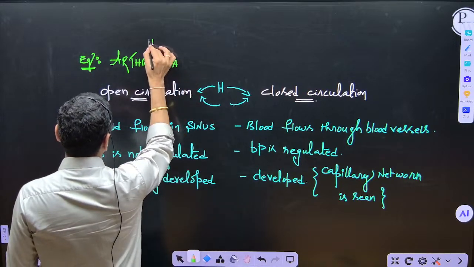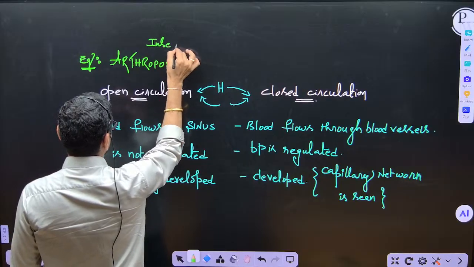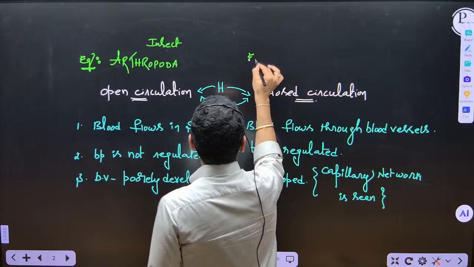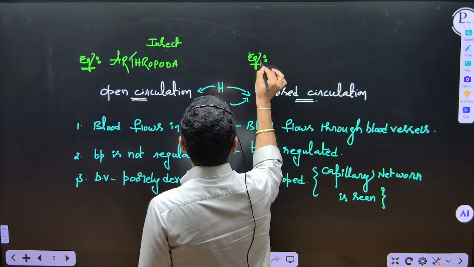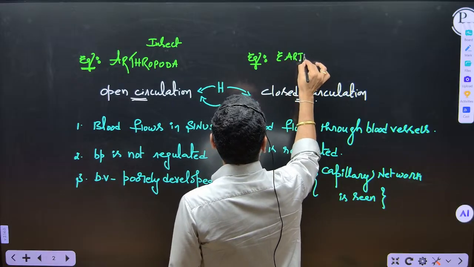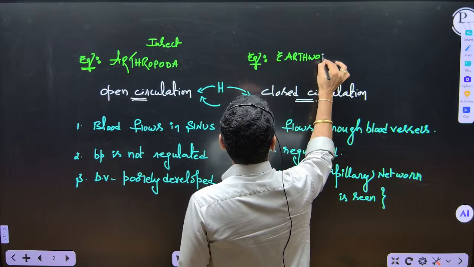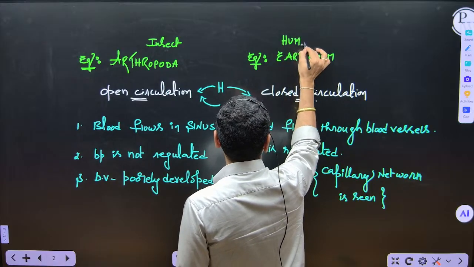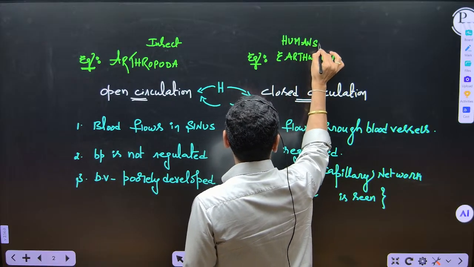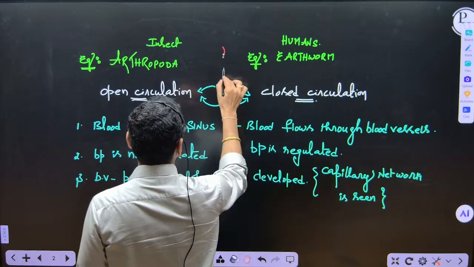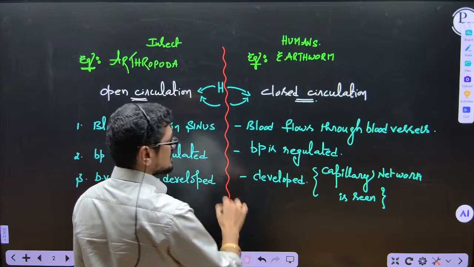Just example, insects, cockroach. Cockroach is favorite for most of you, I know. Cockroach, first example. And here the example, earthworm. You can write earthworm. You can write human being also. That is the basic difference between the open circulation and closed circulation.